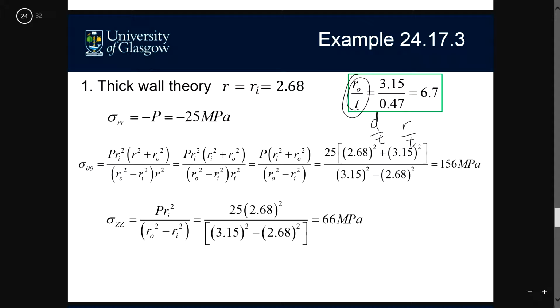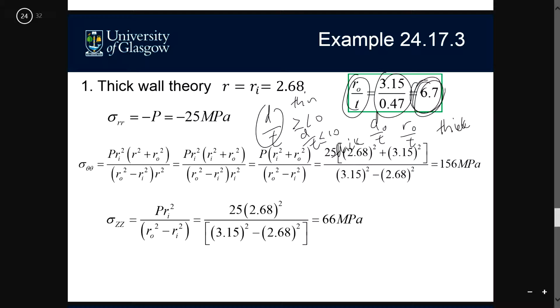So now we also talk about the outside radius, or in other words the outside diameter. You have this value 6.7, and we know that this is actually a thick wall, right? If d over t is larger than 10, it is considered thin. If it's smaller than 10, then it's considered thick. So we see that this is actually smaller than 10. But anyway, let's continue first.